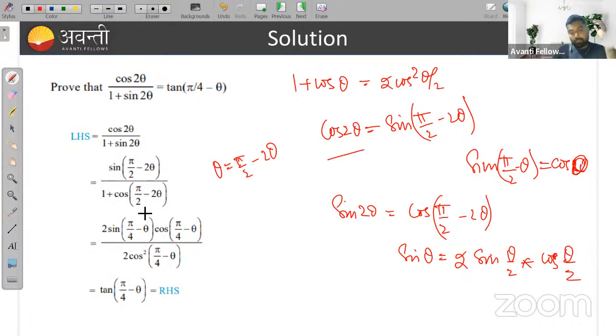Here you have pi by 2 is pi by 4 and 2 theta by 2 is theta, है ना? So finally what you are getting, cos तो एक तो cancel हो जाएगा, है ना? तो 2 भी cancel हो जाएगा. What you are getting, sin of pi by 4 minus theta upon cos of pi by 4 minus theta. So that is actually tan of pi by 4 minus theta, है ना? So this is my actually right hand side and hence it is proved. I hope this is clear to all of you guys.